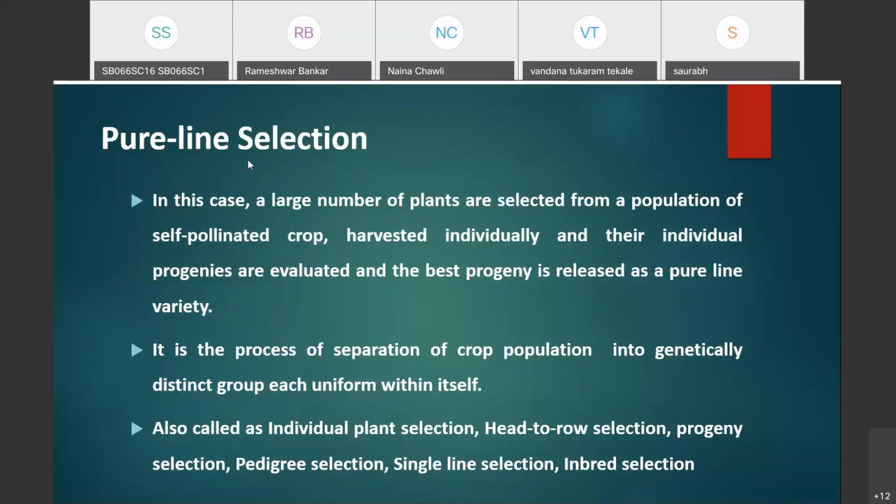Okay, what is meant by pure line selection? In this case, a large number of plants are selected from a population of self-pollinated crop, and these are harvested individually and their individual progenies are evaluated, and the best progeny is released as a pure line variety. Okay, that is we call it as a pure line selection.